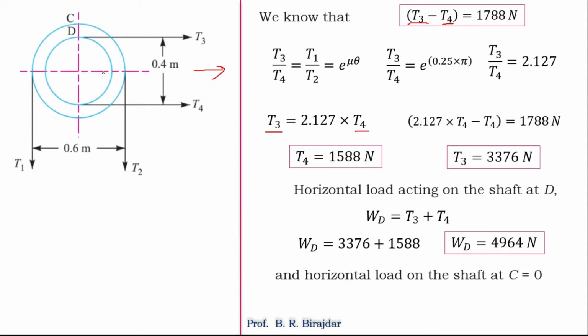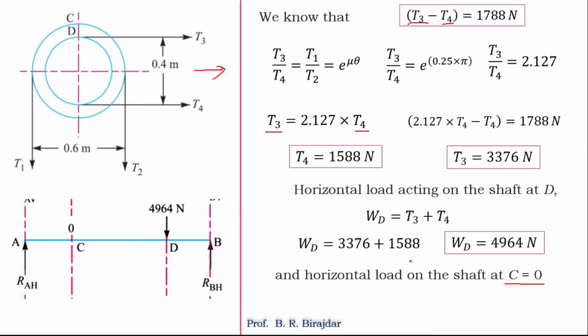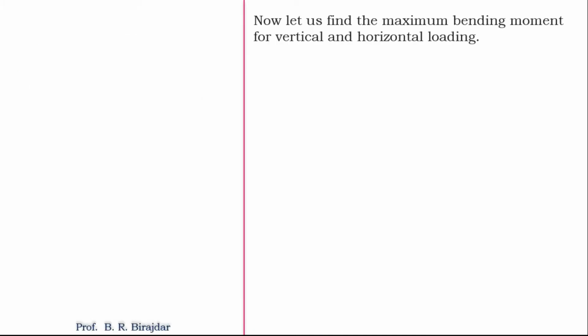And now again, when we compare the horizontal load at D, similarly the horizontal load at C we have to check. As there is no horizontal load at C, only the downward direction load at C, therefore the load at C in the horizontal direction is 0. So similarly we will draw the force diagram, right? At A the vertical reaction, and at B the reaction, and at C the horizontal force is 0, and at D the horizontal force we calculated is 4964. So in this way we calculate the load acting in the downward direction and the load acting in the horizontal direction.